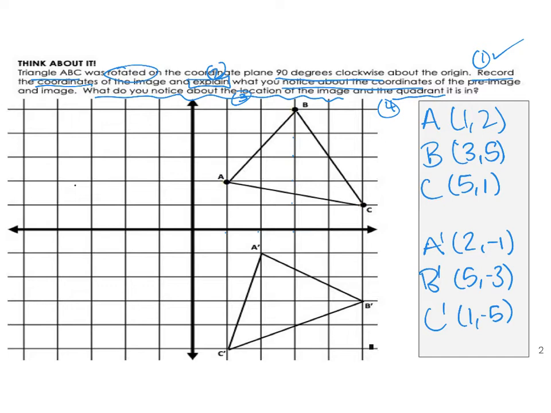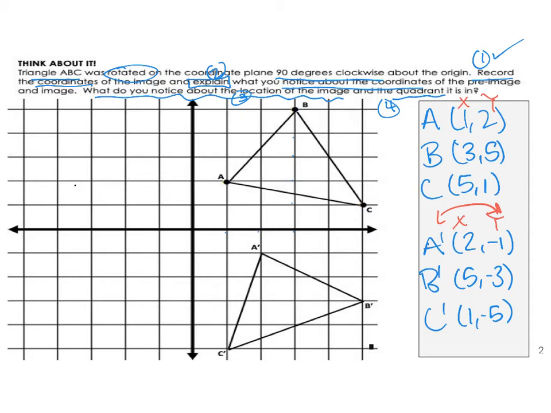So if I look at my x's here and my x's here and my y's, what do I notice? So I had 1, 2. Now it's 2, 1. I had 3, 5. Now it's 5, 3. I had 5, 1. Now it's 1, 5. So it looks like the x and y values, they kind of flip-flopped. So they switched places. X and y switched, and then also my y's were positive, and now they're negative.